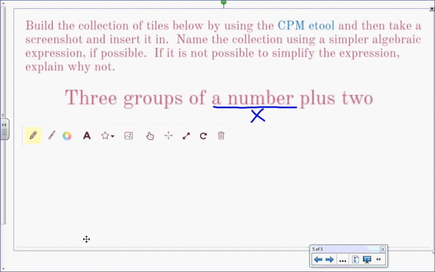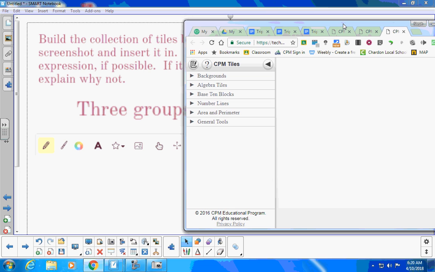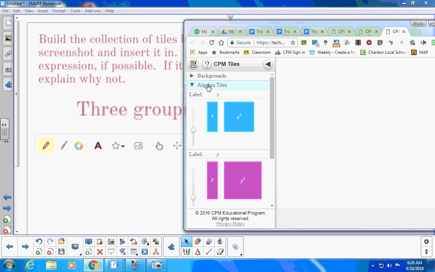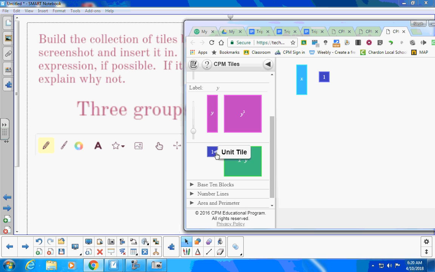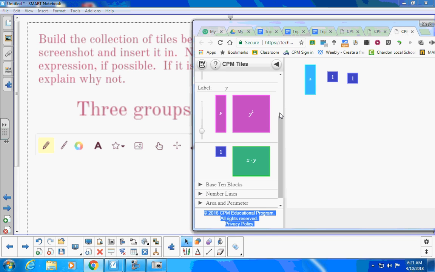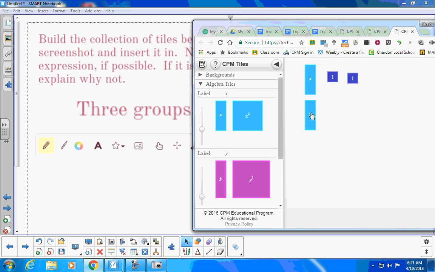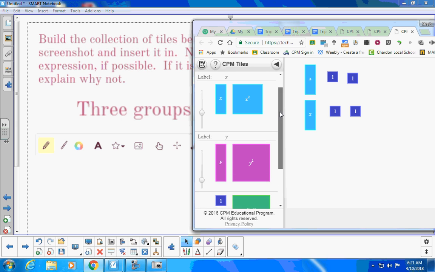So when we go to our tool to build it, so I have x plus 2. So if I start with x plus 2, there's 1 group of x plus 2. Okay? I'm going to do that 3 times. Here's another x plus 2. Another x plus 2. So then this is what you're going to take a screenshot of to insert it in.